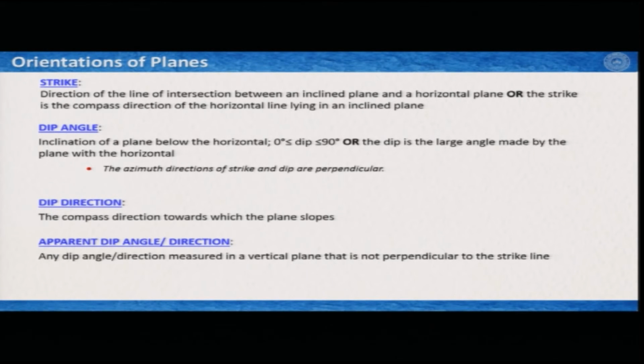Dip direction is the compass direction towards which the plane slopes, and if you do not measure your dip angle perpendicular to the strike line, there are many possibilities. These are all apparent dip angles, and the directions along which you are measuring are your apparent dip directions.